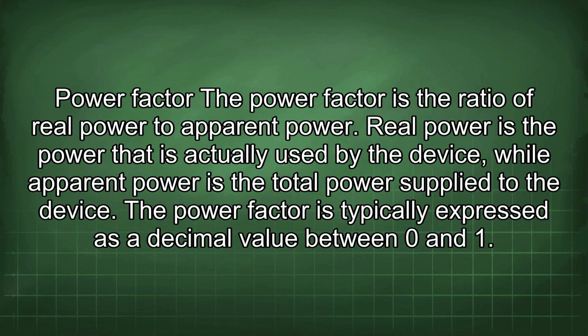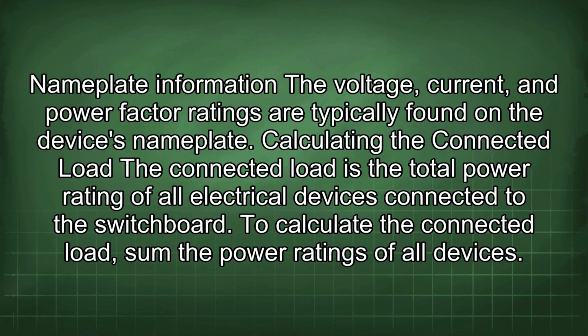Power factor. The power factor is the ratio of real power to apparent power. Real power is the power that is actually used by the device, while apparent power is the total power supplied to the device. The power factor is typically expressed as a decimal value between 0 and 1. Nameplate information. The voltage, current, and power factor ratings are typically found on the device's nameplate.